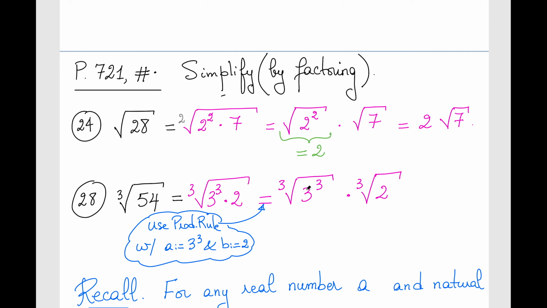so back to this. And what is this? The third power of 3 cubed.